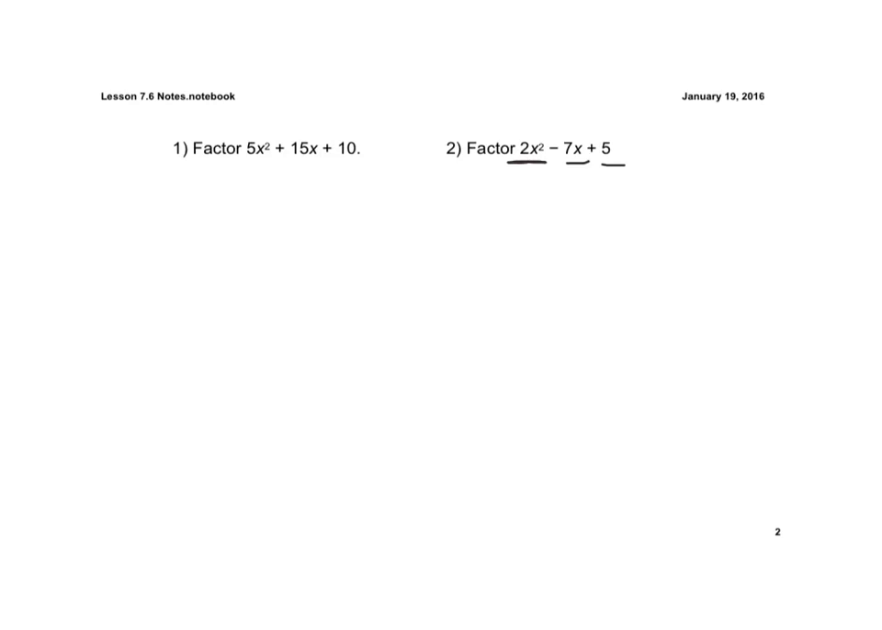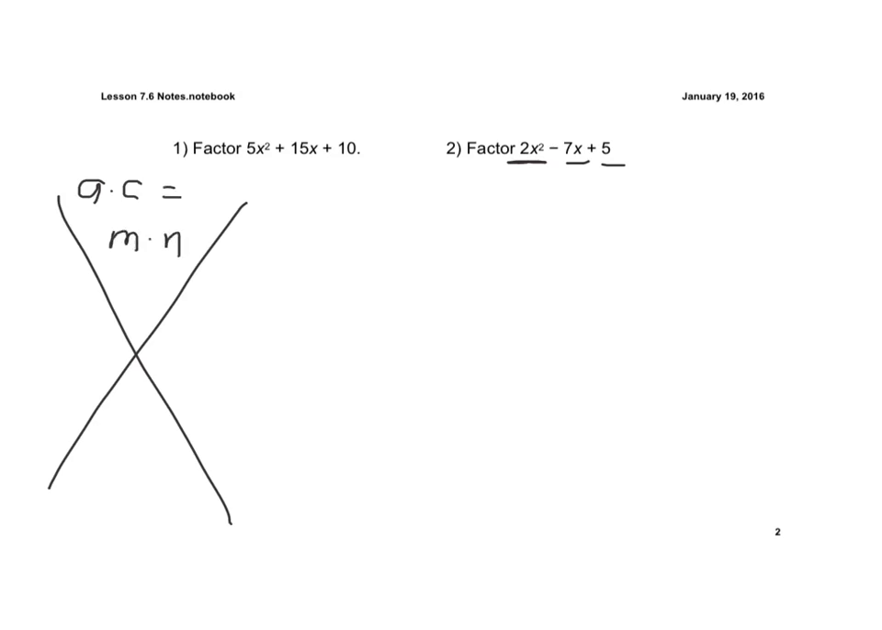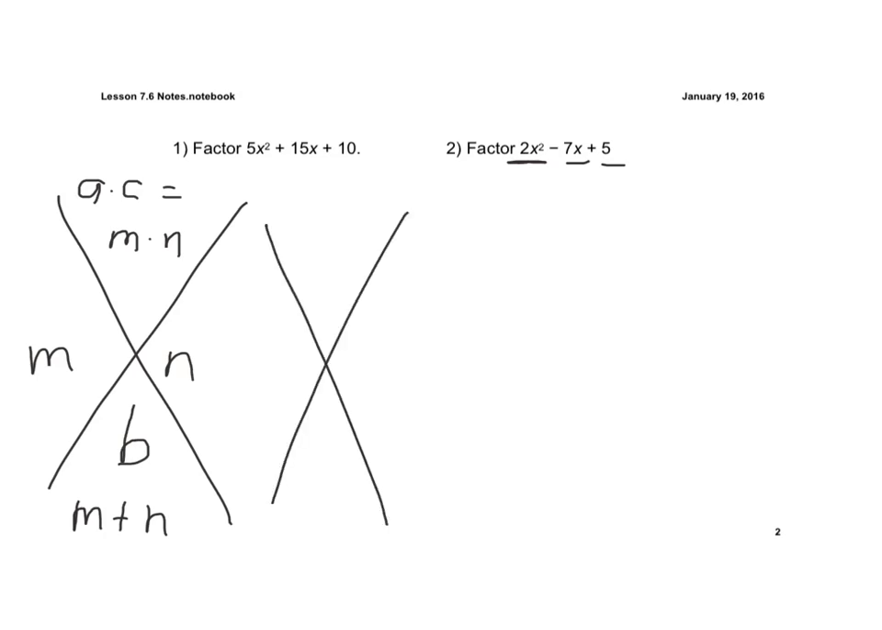So to do this, we first take the product of a times c, which will end up equaling the m times n, meaning what factors multiply to give me that. And then the b is going to go here, which again is the m plus the n. We have the m and the n here. So in this particular problem, in our x method, 2 times 5 is 10. That's going to go there. So again, we take the 2 times the 5, and we get 10. The negative 7 goes here.